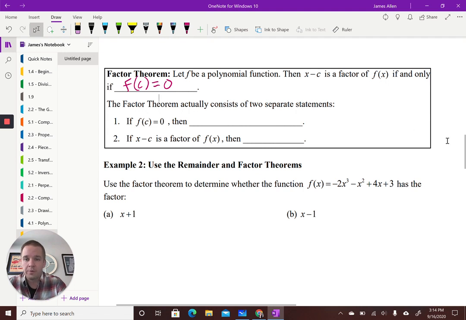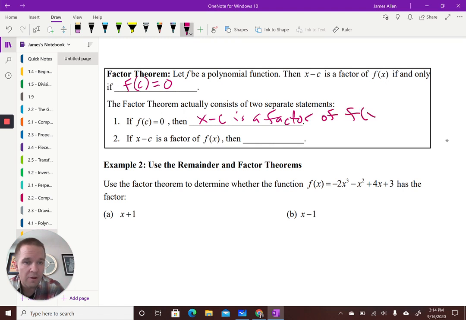Okay, wonderful. So the factor theorem consists of two separate statements. That's why it's listed as an if and only if. If f of c is equal to 0, then x minus c is a factor of f of x. And if x minus c is a factor of f of x, then f of c equals 0. This is the new dance move, but it's for the factor theorem and if and only if statements. The if and only if dance move. Okay, I'm going to move on.